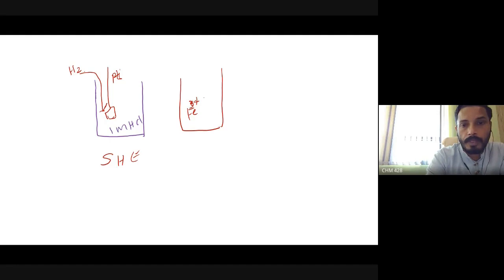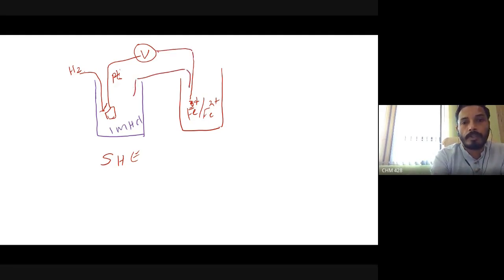Take the Fe3+/Fe2+ system. Put the electrode into that system. Connect your Fe3+/Fe2+ system to your SHE via a voltmeter. Connect the two solutions by a salt bridge. That is very important, because the circuit has to be complete.